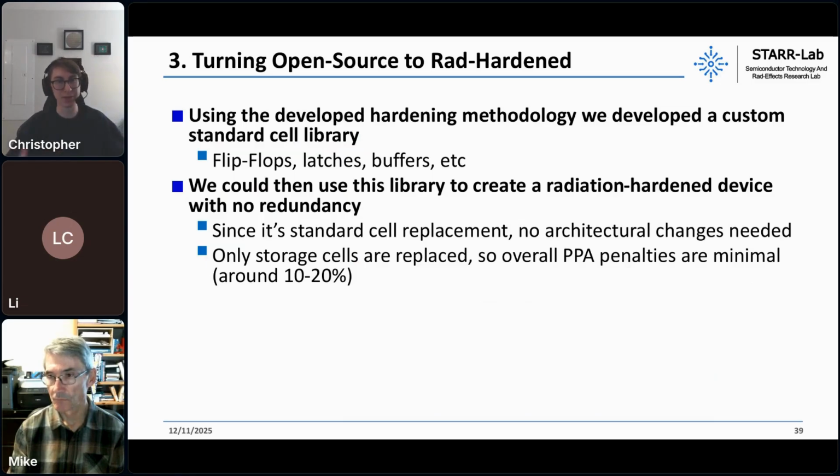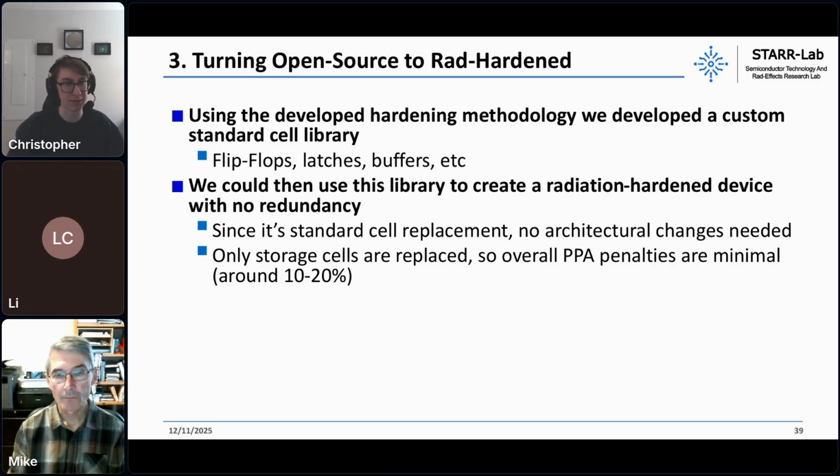With that methodology, we made a custom standard cell library of a bunch of different flip-flops, latches, and buffers. The thinking was that we could use this library to make a complete rad-hardened device that doesn't have any of this redundancy, so none of that TMR with a lot of expensive penalties. It's just standard cell replacement, so we also don't have to change the architecture of a design.